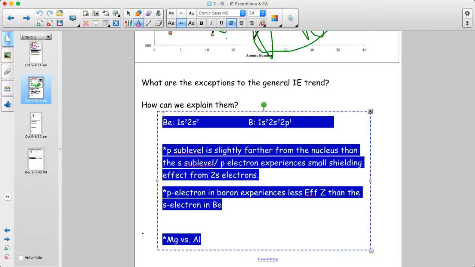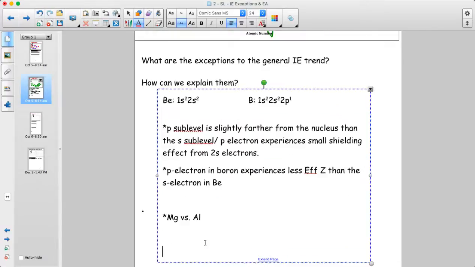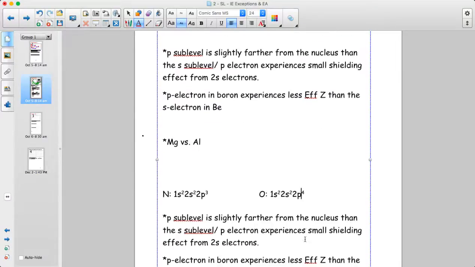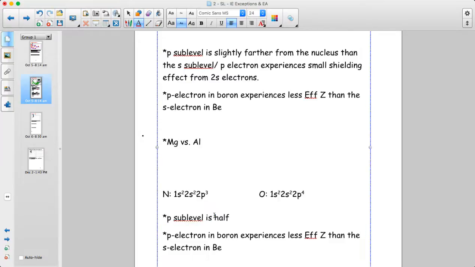The next exception is for nitrogen to oxygen. It helps for this one if you draw an orbital diagram. Nitrogen is 1s2, 2s2, 2p3, and oxygen is 1s2, 2s2, 2p4. If you remember what those orbital diagrams look like, when you have 3 p electrons, the p sublevel is half full in nitrogen.